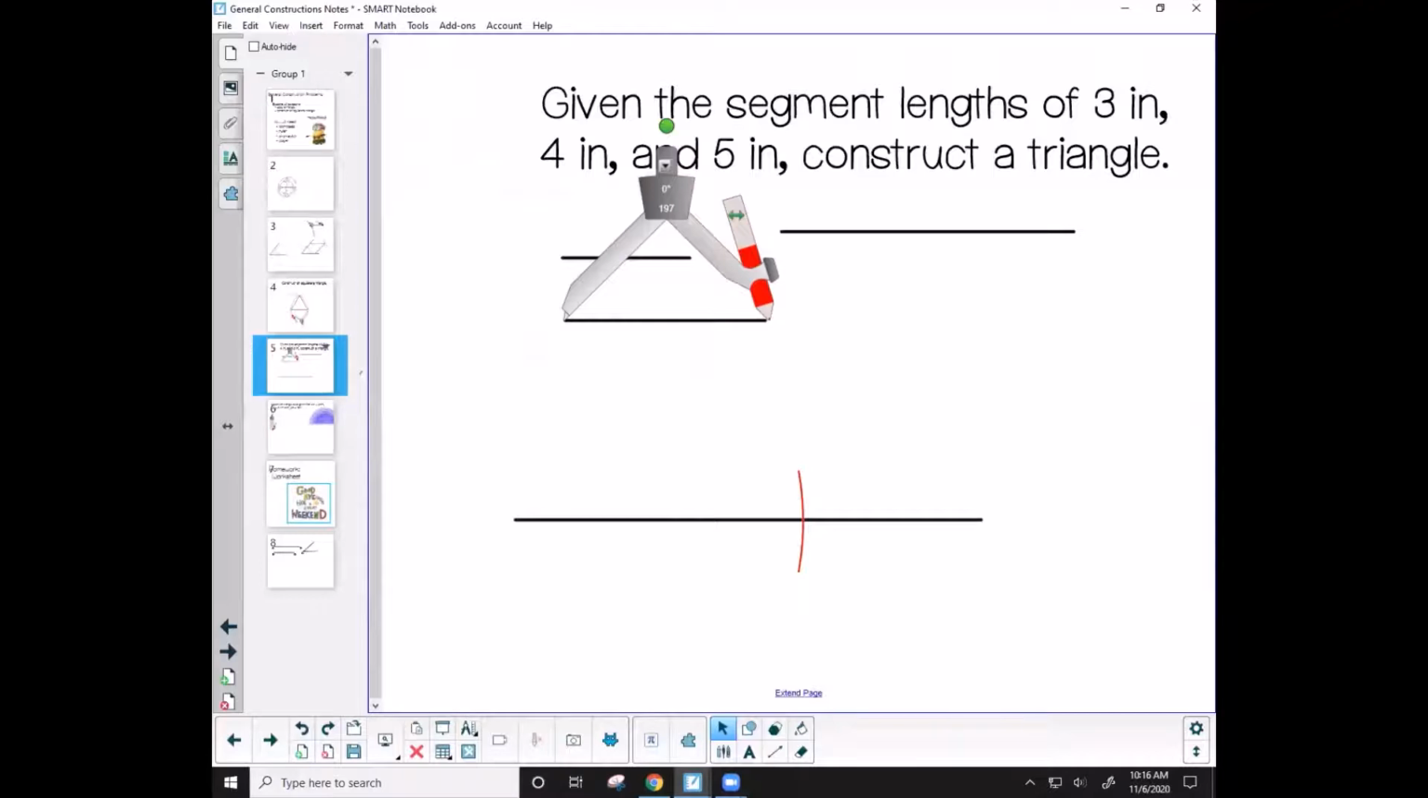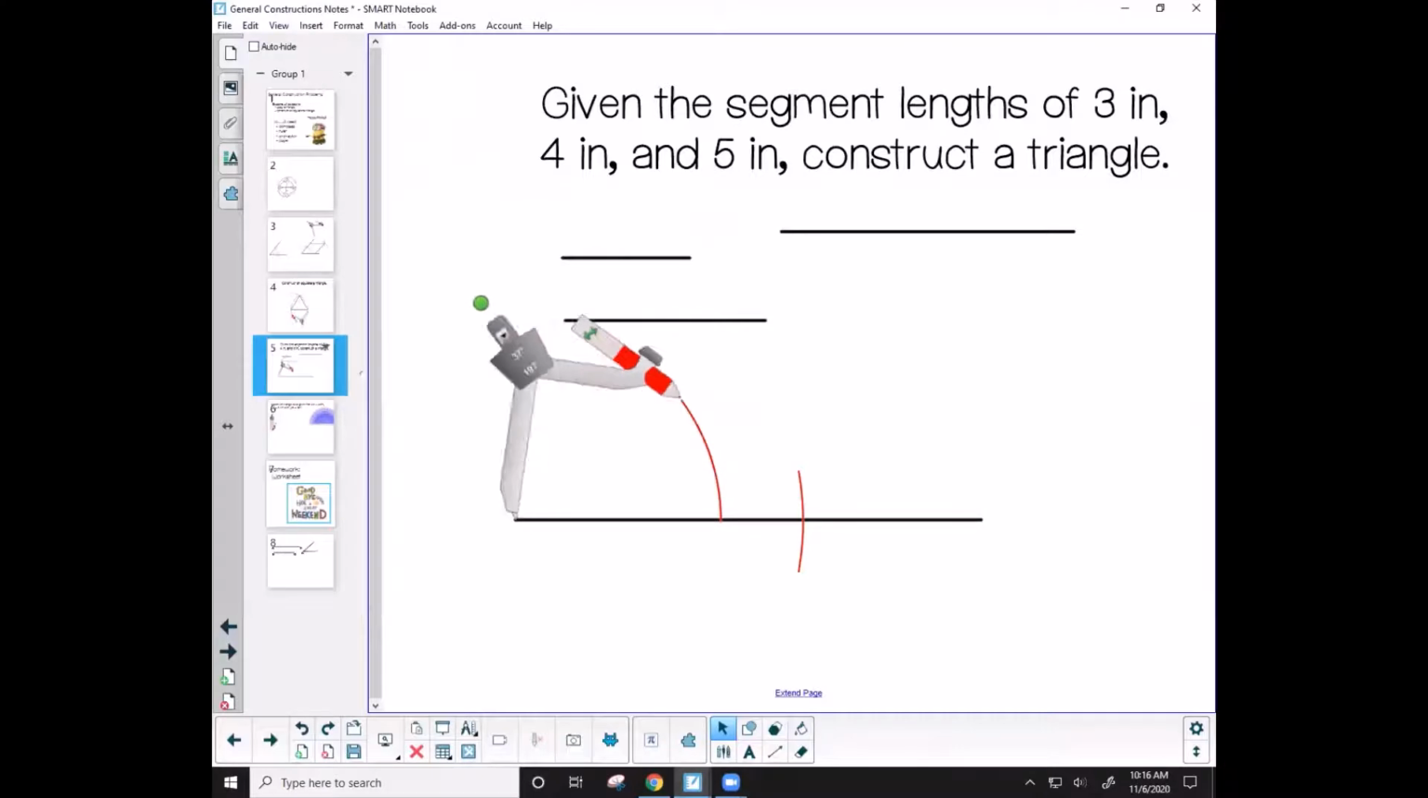So keep in mind, my 5-inch segment, from one endpoint is going to come a 4-inch segment, from the other endpoint is going to come a 3-inch segment, right? Yes, we're okay. So I'm going to put my endpoint at one end. It doesn't matter which one, and I'm going to swing an arc. Think about that arc represents all the different ways I can draw a 4-inch segment. I just don't know what angle yet.